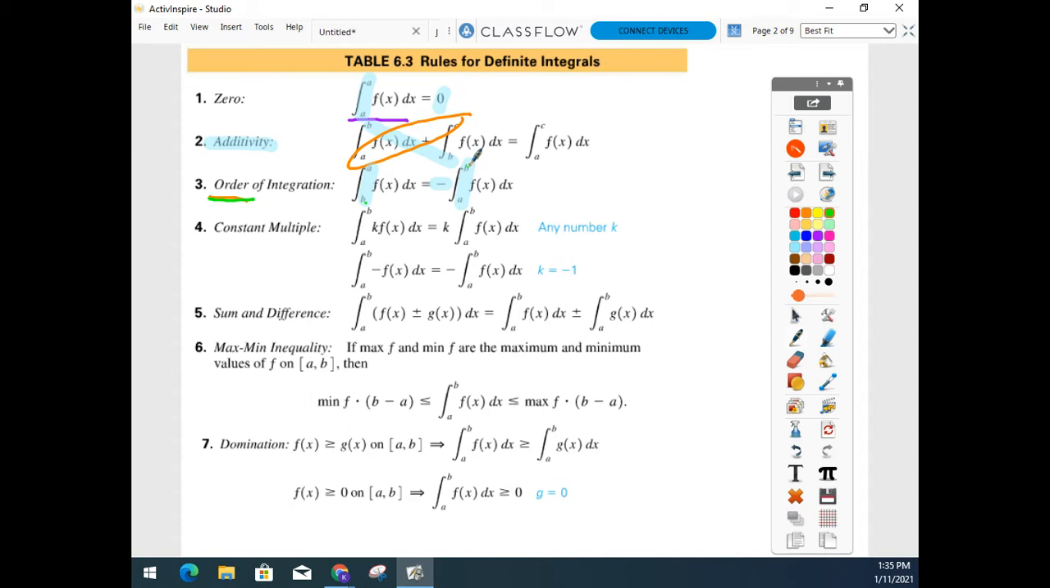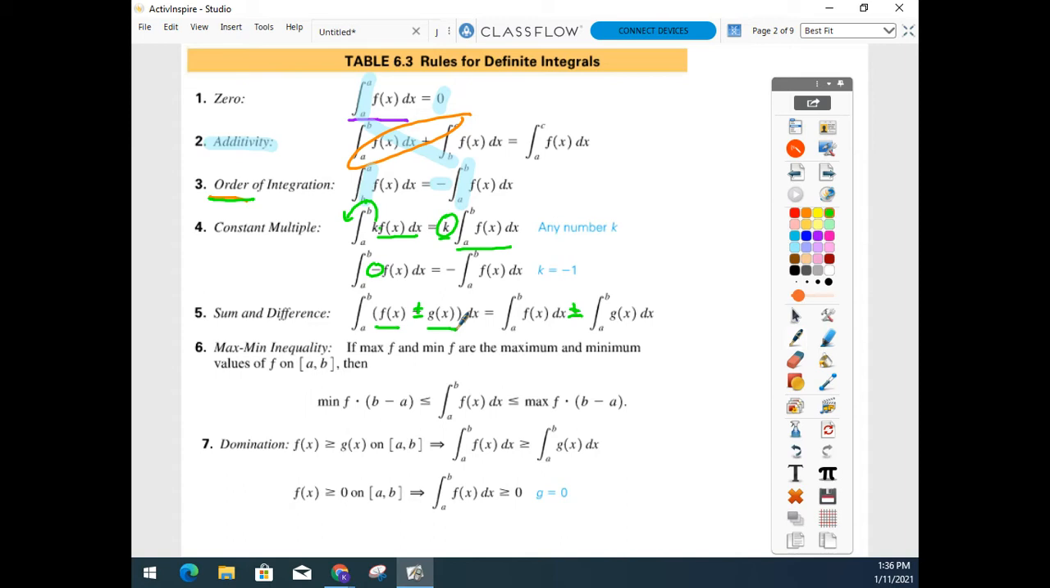A constant multiple, we see this all the time. If you take a function times a constant k, we can just pull the constant on the outside of the integral, calculate the integral value and take it times the constant. And that even includes -1. Sum and difference is really just like the sum and difference when we take the derivative. You just do each one, and if it's plus, it's going to be plus. If it's minus, it's going to be minus. You just take the integral of each one and add or subtract.